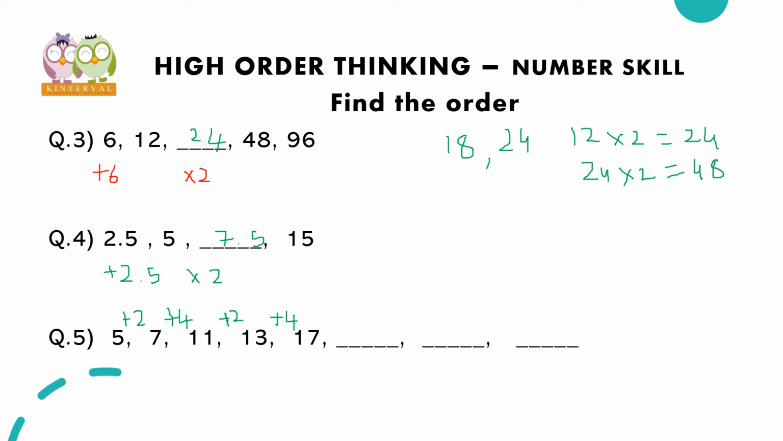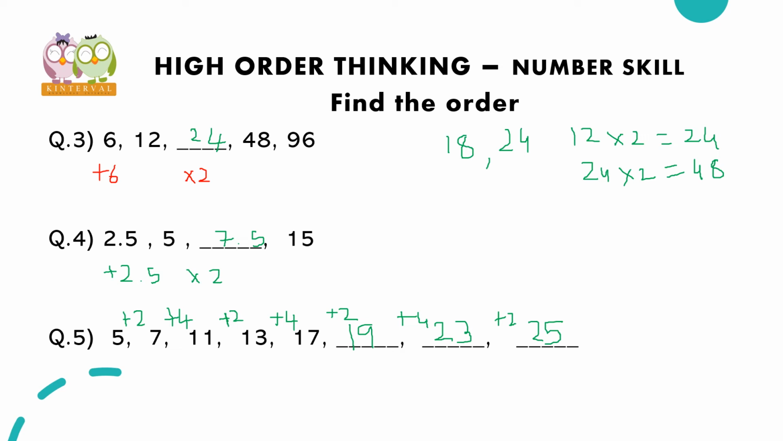From 17, plus 2 gives you 19, and from 19, plus 4 gives you 20, 21, 22, 23. It gives you 23. But from 23 again you have to do plus 2, that is 24 and 25. So we have followed the same pattern here by giving plus 2, plus 4 and plus 2. Clear? This type of little tricky question can come in some papers in high order thinking.